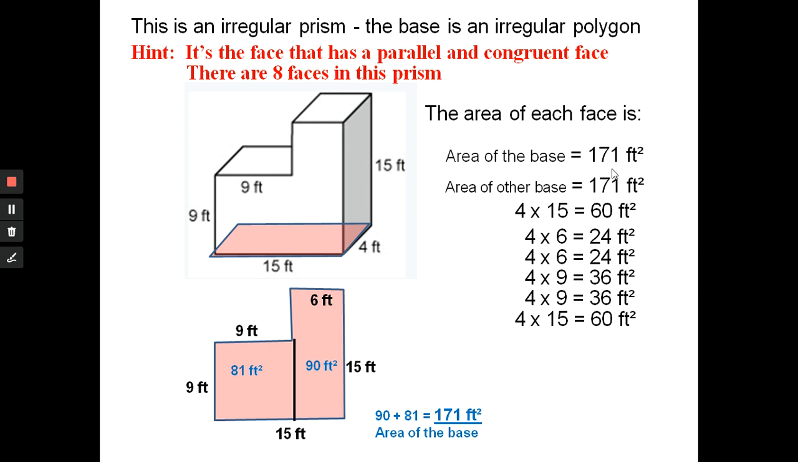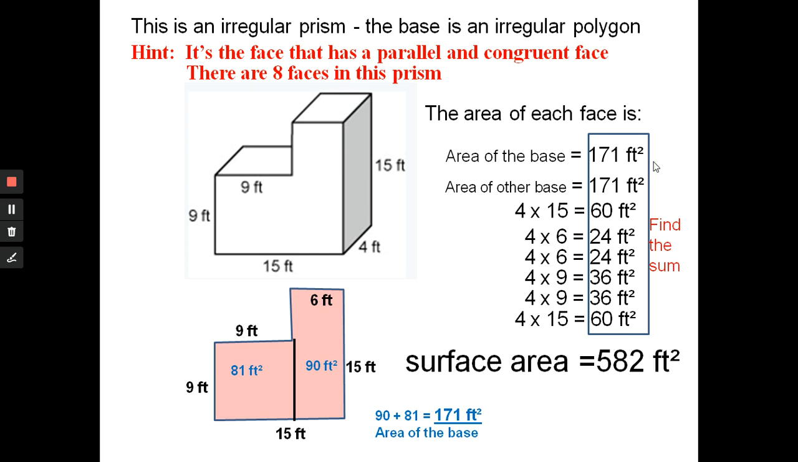And then make sure we have all 8 faces. 1, 2, 3, 4, 5, 6, 7, 8. We got them all. And now we can add them to get 582 square feet. Okay, so hopefully this helps with finding the surface area. Again, this is the one way, introductory way of finding it without using the formula. This is just adding all of the faces.